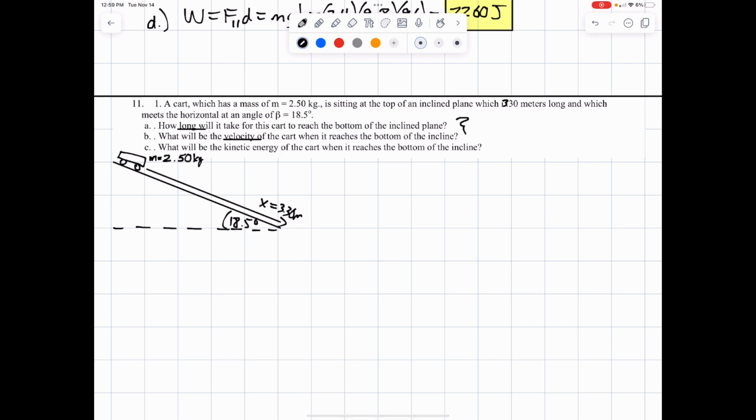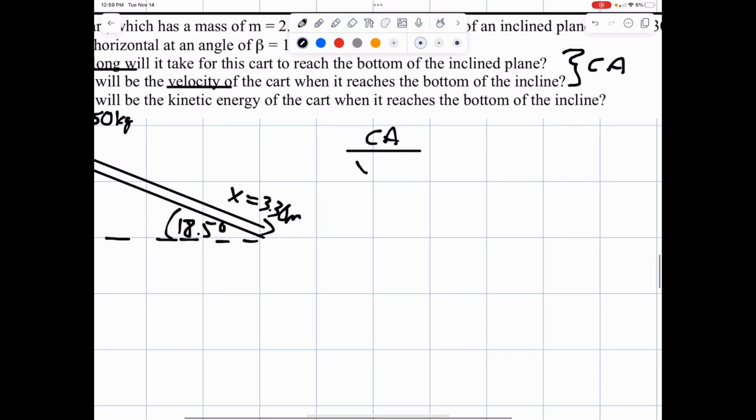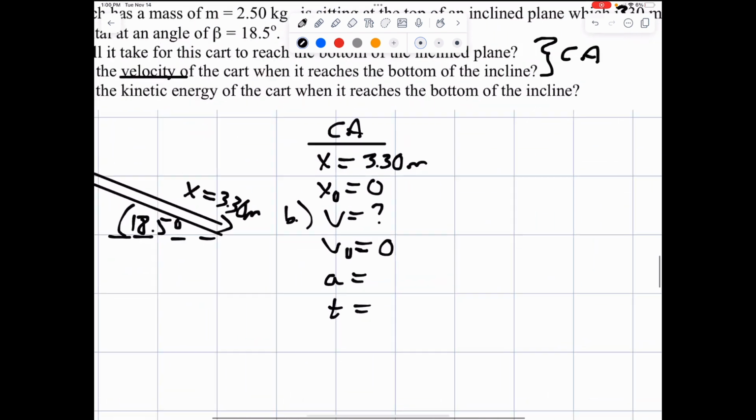Now, we're going to solve these using constant acceleration methods. Please note that you will learn how to find the velocity at the bottom of an incline using conservation of mechanical energy methods later on. Here we go. So constant acceleration. But keep in mind this is going to be in the x direction horizontally. So I've got x, x naught, v, v naught, a, and t. Now x is going to be 3.30 meters. X naught is 0. V, I don't know what that is, but that's part B. V naught is 0 because you're releasing it from rest.